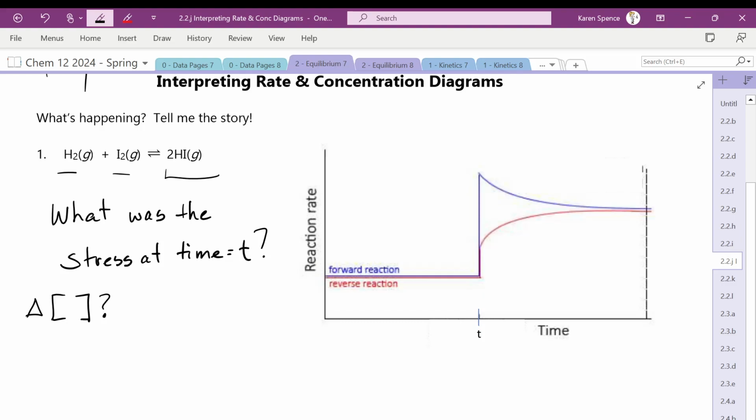What if I said, is it a change in the concentration of H2? No, it's not H2 because both rates increase, and a change in H2 would only affect one of the two rates. So it's not a change in concentration of H2, nor is it a change in any of the other concentrations, because that would only affect one of the two rates.